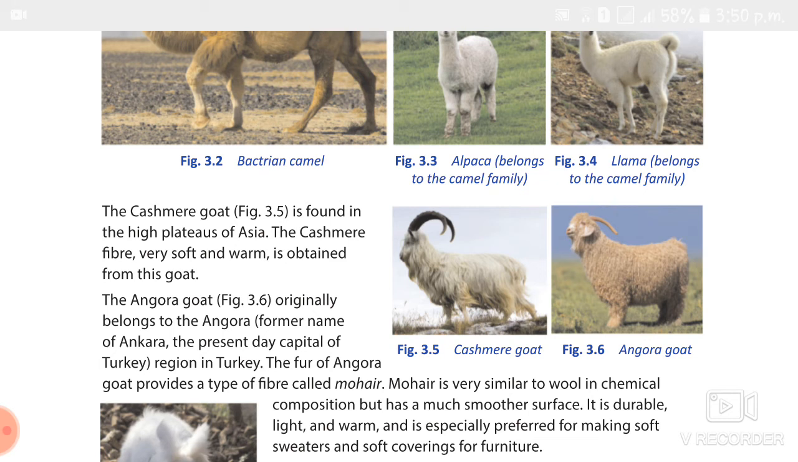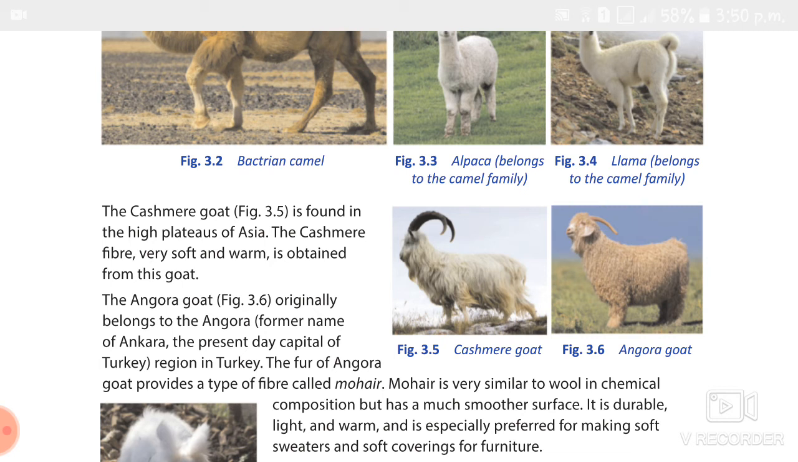The wool is called pashmina. The Kashmir goat wool is named pashmina, which is very expensive and combed once a year from the bellies of the Kashmir goat. This fiber is very soft and warm.